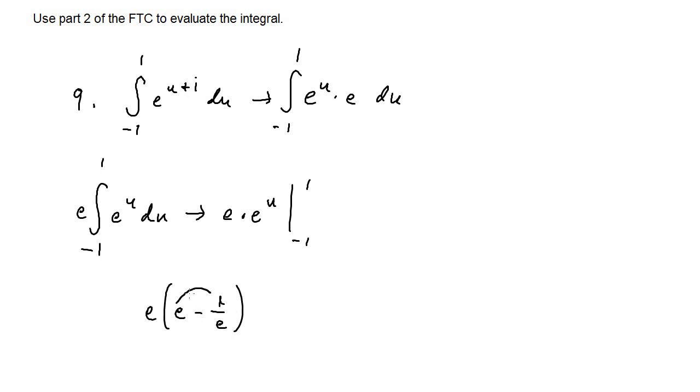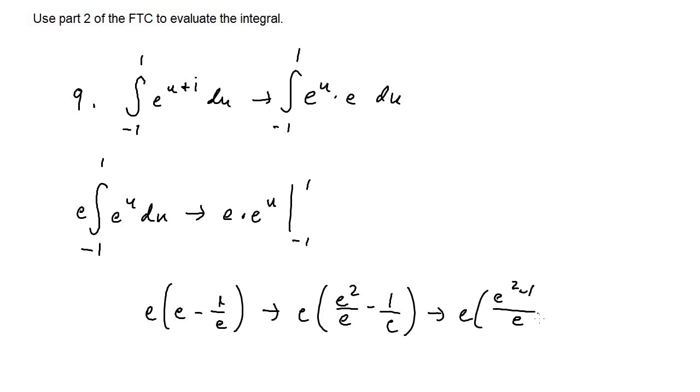Now I'm just going to go ahead and create one whole fraction inside the parentheses. So then we'll get e times, I'll rewrite e as e squared over e, so that we can have common denominators, minus 1 over e. E squared minus 1, we just get e squared minus 1 over e. Notice those two will cancel, and the only thing we're left with is e squared minus 1.